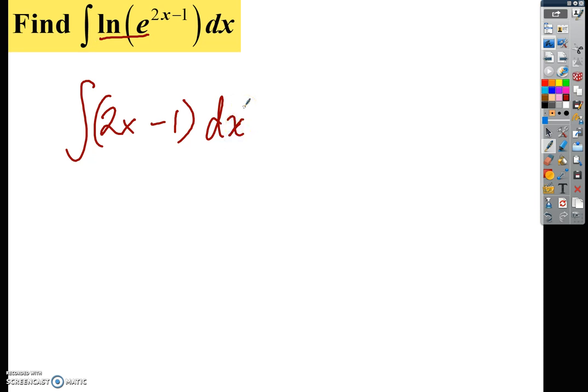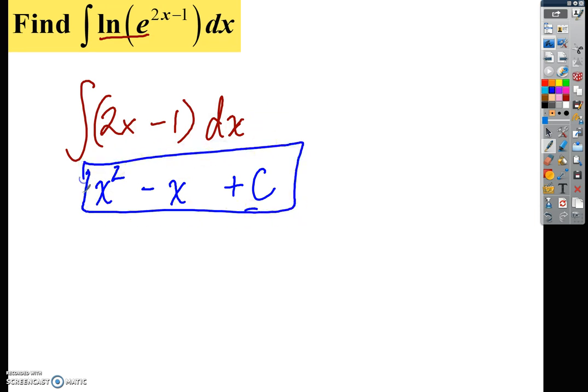Otherwise, we have to do some u sub and do some crazy stuff and think about, okay, so what's the integral of ln of x? And we're kind of at a loss right there still. So let's figure out here. We've got x squared minus x plus c. We just take the integral of each piece. Very straightforward. Don't let stuff like this get in your way and confuse you, because there's no reason for it.